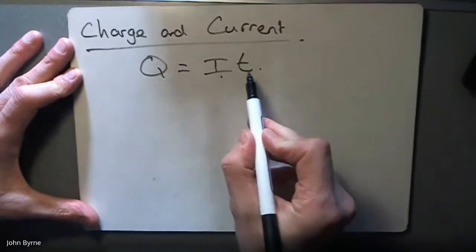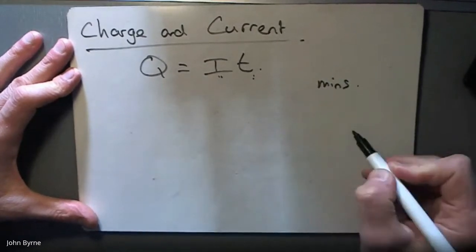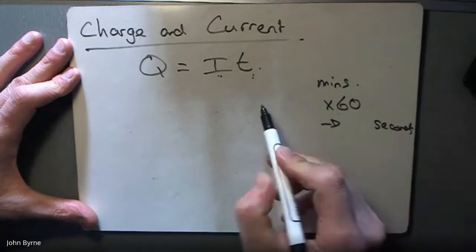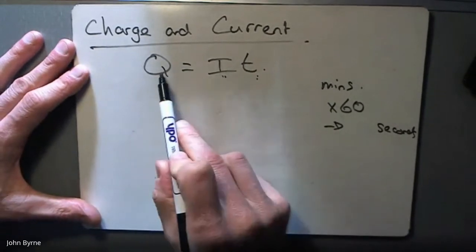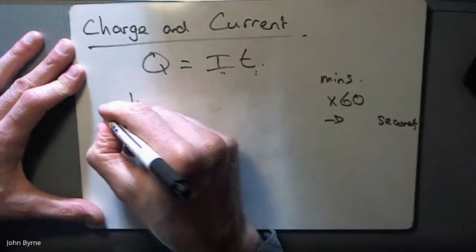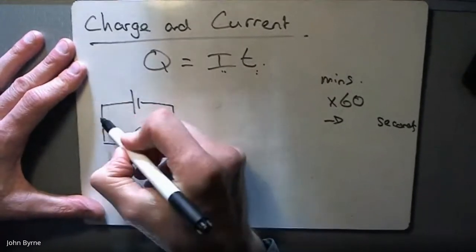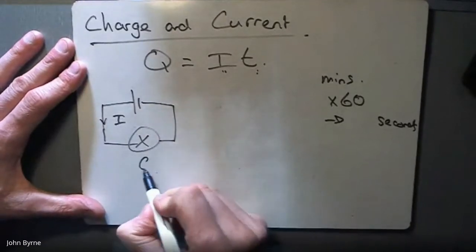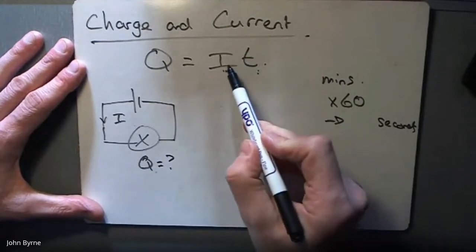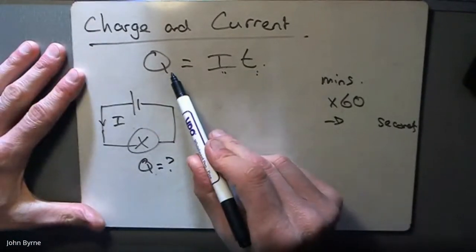If we were given the current and the time in seconds, we just multiply them. Naturally, if we're given the time in minutes, then we have to multiply that by 60 to get an answer in seconds before we pop it into the formula. And we can work out how much charge has passed around a circuit. Imagine we had a battery and maybe a little bulb, and current would flow around. If we wanted to measure the charge that flowed, we'd multiply the current by how long we allow the circuit and the current to flow for, and that tells us the charge in coulombs.